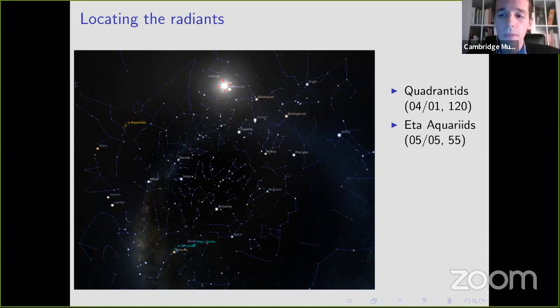The Eta Aquariids. Eta is a Greek letter, presumably because there are other meteor showers also happening in Aquarius. This one is around this time, the 5th of May, peaking around this time, or has peaked but is still active, with 55 meteors per hour. It's in Aquarius, which is part of the zodiac, and one can see that the software has singled it out here.